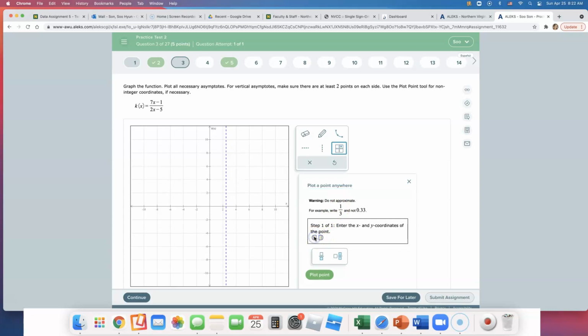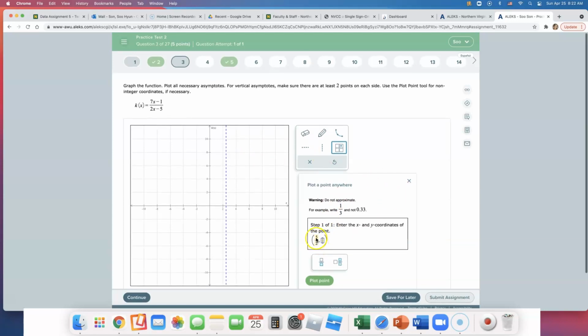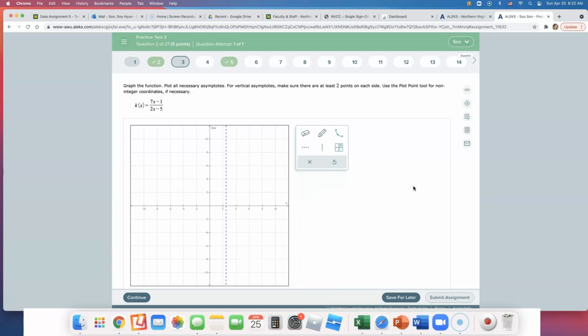So I just used this tool. I did 5 over 2 for the x value, and then it doesn't matter which y value, because any points on this vertical line will have an x coordinate of 5 over 2. So if I do 5 over 2 and 1, as you can see, this blue dot is on this vertical line. So that's how you can plot the vertical asymptote.